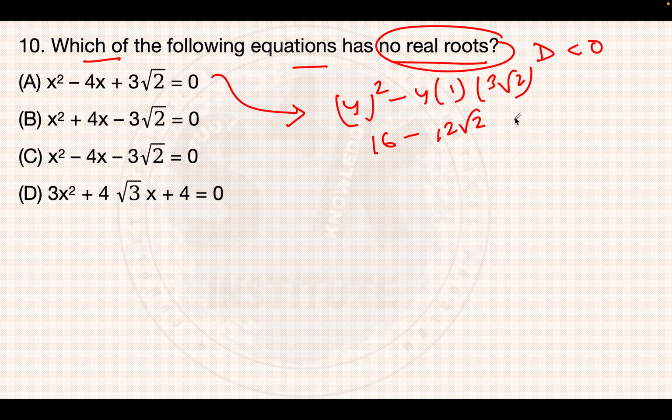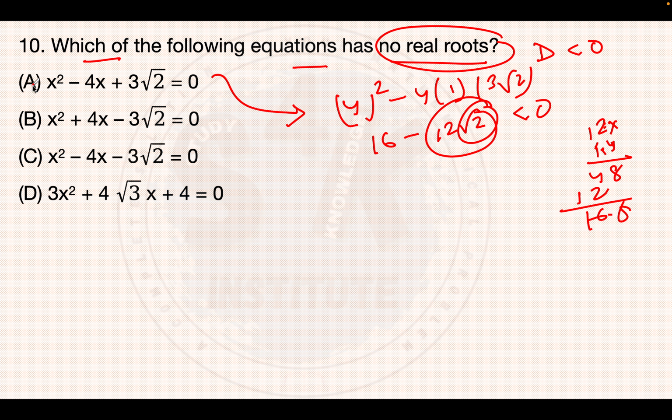I think this is less than 0, I guess, because this root 2 value is 1.4. So 12 into 1.4 will be, like, let me do. Yeah, this value is more, so this is less than 0, so this is going to give you no real roots. But see why this is not the answer.